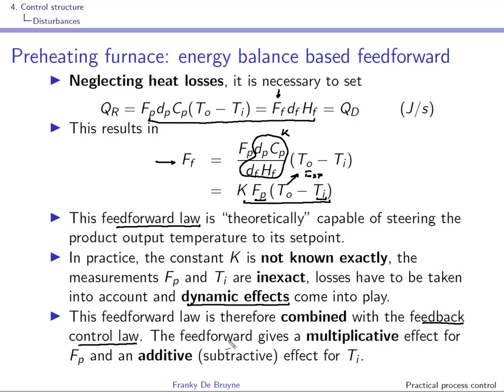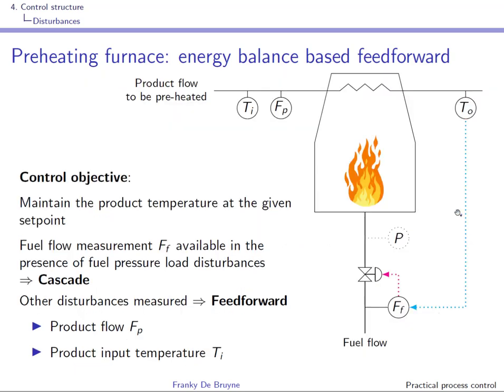Here you can see that the feed-forward gives a multiplicative effect for the product flow and an additive or subtractive effect for the input temperature. So in summary, we had been controlling the output temperature, right? And we were doing this using a cascaded solution to be able to reject pressure, fuel, load disturbances, right? And we had come to the conclusion that we can also reject other disturbances here at the output of the process if they are measured, and you can do this using feed-forward.